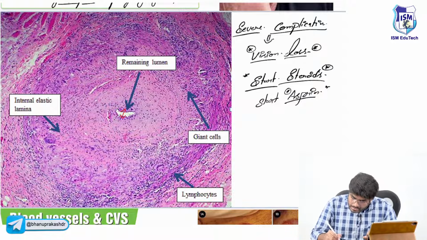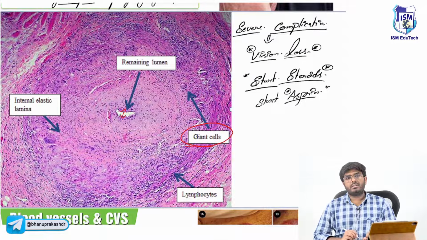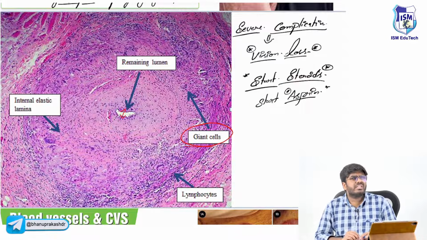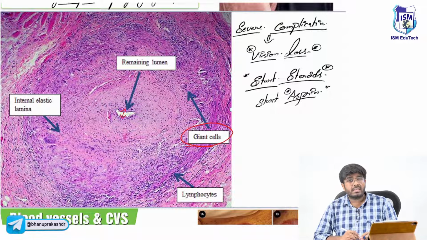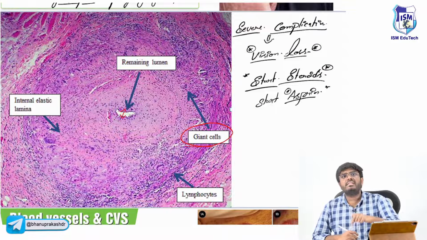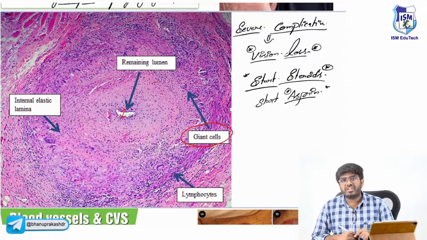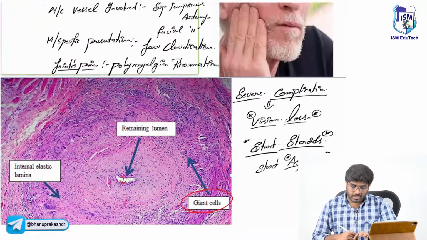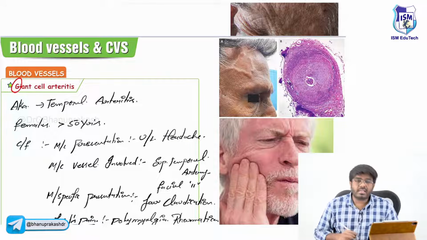And not only that, here giant cells are seen. Where do you usually see giant cells? Giant cells, epithelioid cells, macrophages. What will they form? Granulomas. So here there is inflammation, but which type of inflammation? It's a granulomatous inflammation. Remember, G for G: giant cell arteritis.